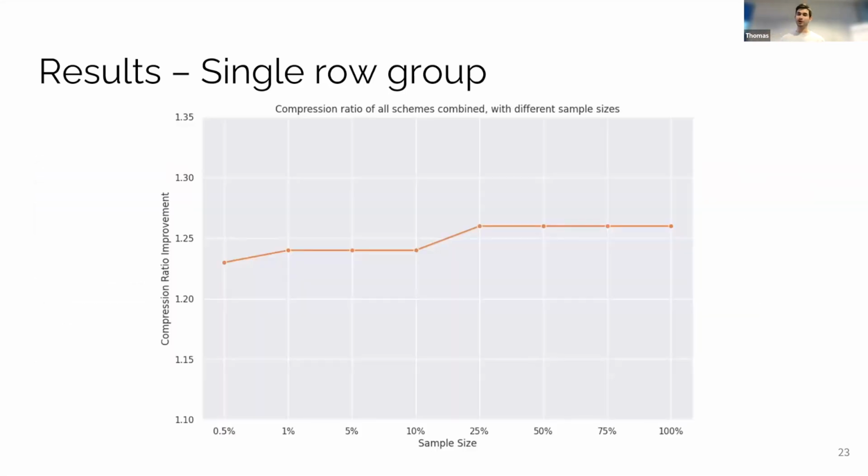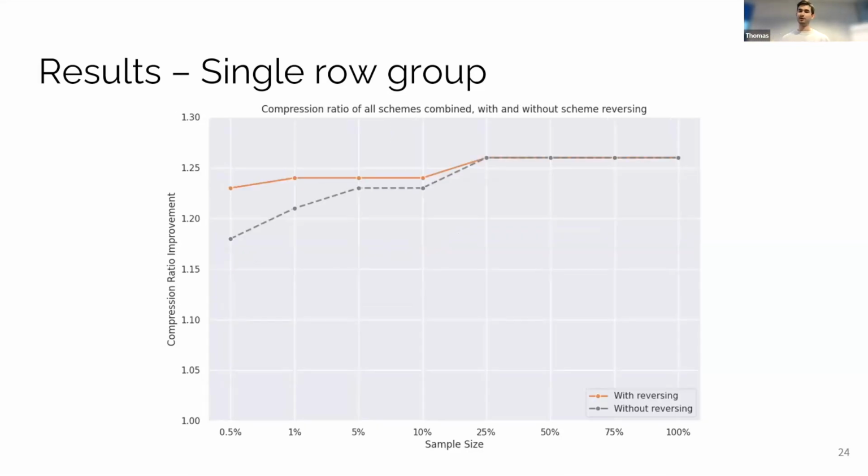Next, we added all three schemes together at once and tested this with different sample sizes. We used sample sizes between 0.5% and 100% of a row group, and the compression ratios ranged between 23% and 26%. The lower sample sizes lead to less accurate expected compression ratios, which effectively makes it harder to find correlations. But even with small sample sizes, the improvement is actually not that much worse than the best case.